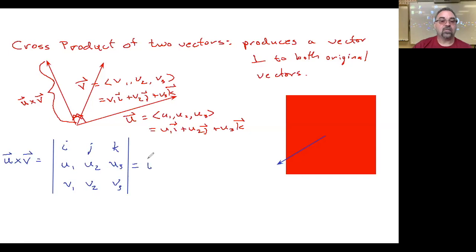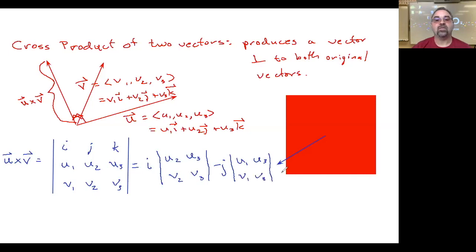So my first minor is going to be the I vector minor. And you can see that that's U2, U3, V2, V3 for its minor. Okay. And then my next minor will be the J minor. Now J is in row 1, column 2, so it's odd. So that's minus J times its minor, which is U1, U3, V1, V3.